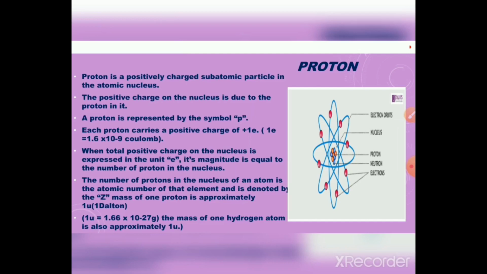When the total positive charge on the nucleus is expressed in the unit e, its magnitude is equal to the number of protons in the nucleus. The number of protons in the nucleus of an atom is the atomic number of that element and it is denoted by Z. Mass of one proton is approximately 1 u, that is 1 Dalton. 1 u is equal to 1.66 × 10^-24 g. The mass of one hydrogen atom is also approximately 1 u.